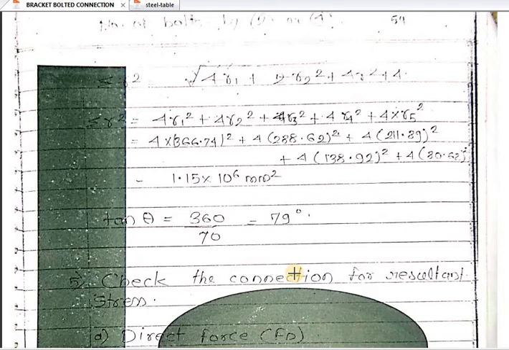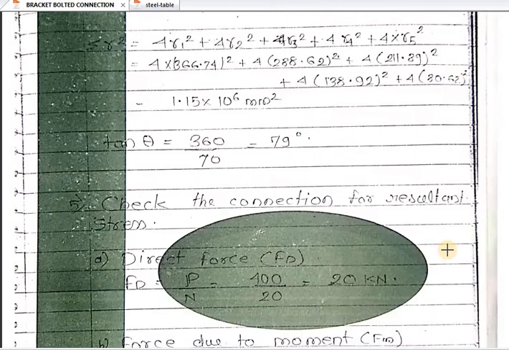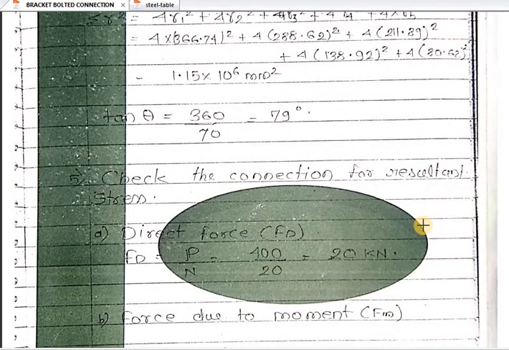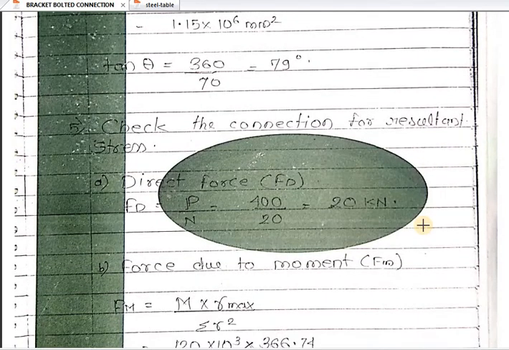Next is to check the connections for resultant stress. How to find out the check for resultant stress? So, direct forces. What is the formula for this? The load taken by the plate or the load taken by the bracket divided by the number of bolts. So direct force on each bolt. That means how much is the force taken by each bolt?